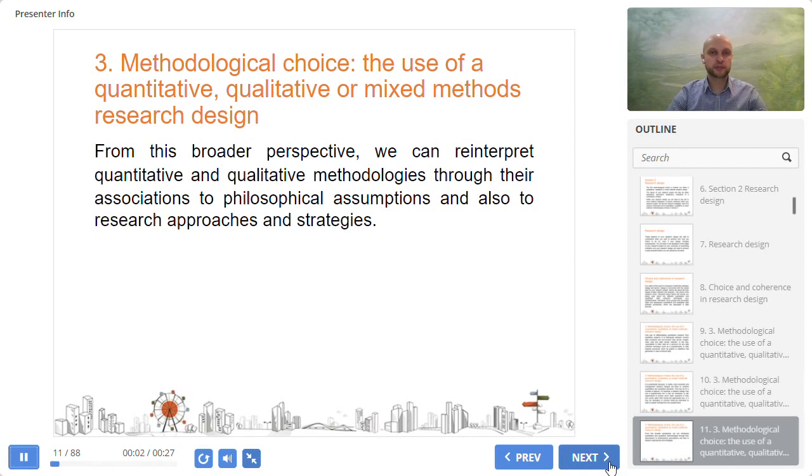From this broader perspective, we can reinterpret quantitative and qualitative methodologies through their associations to philosophical assumptions and also to research approaches and strategies. This will help you to decide how you might use these in a coherent way to address your research question. We now briefly outline some of these key associations.